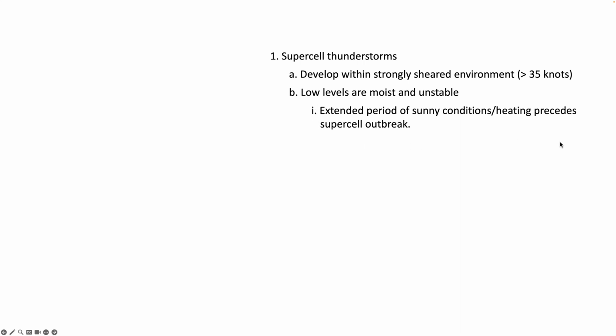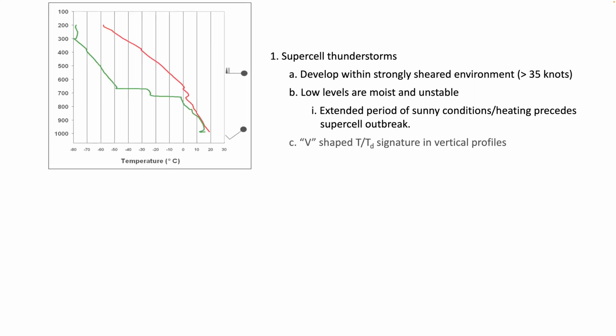Now, note that these conditions are very similar to what we have when we get a single cell thunderstorm day. But the big difference between a day with single cells and a day with supercells is the wind shear. So remember, with single cell thunderstorm days, our wind shear is less than 20 knots, and on a supercell day, our wind shear is greater than 35 knots, often much greater than 35 knots.